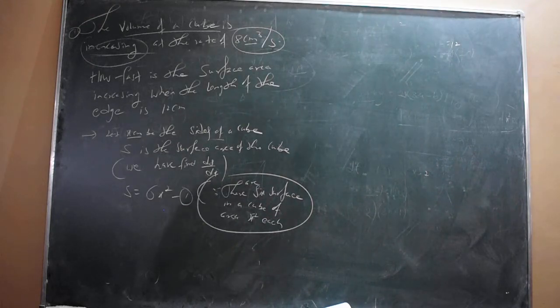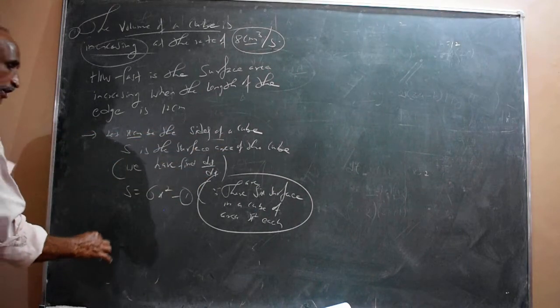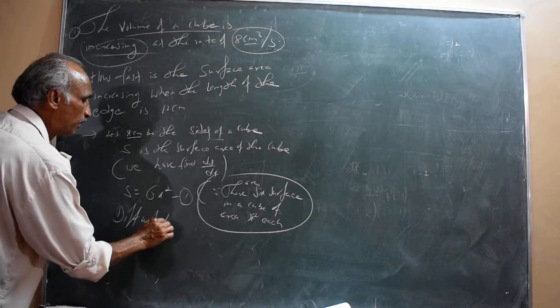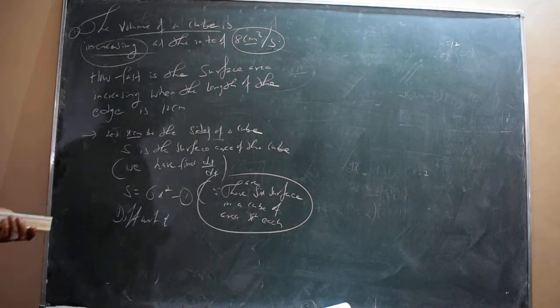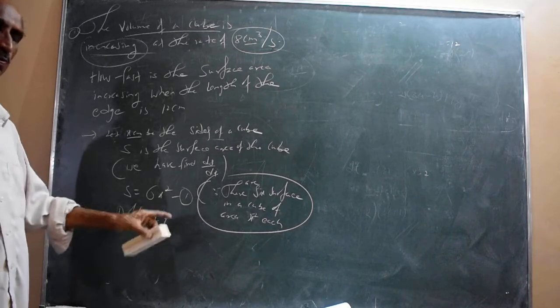We have to take the equation of volume. Why? Equation of volume is this. Later on, let's do the side only. Okay, differentiating with respect to time. Why do we have to take the volume equation? You will understand. So, differentiating with respect to time.